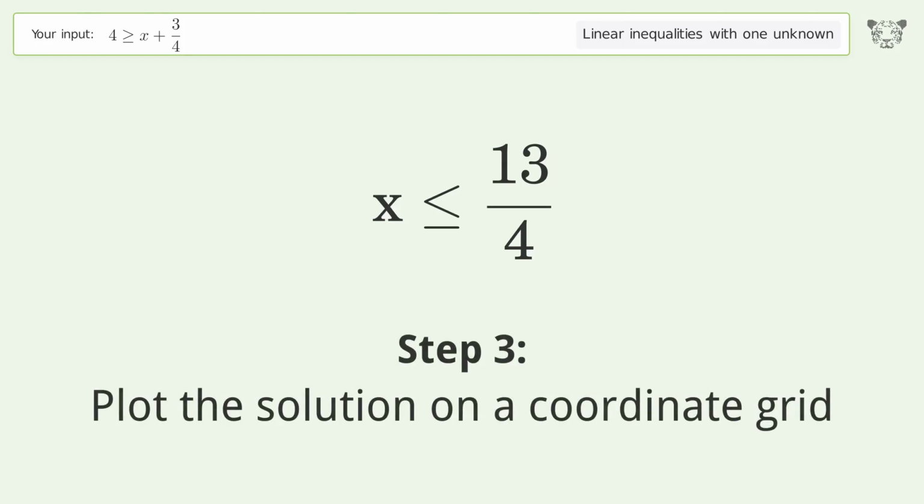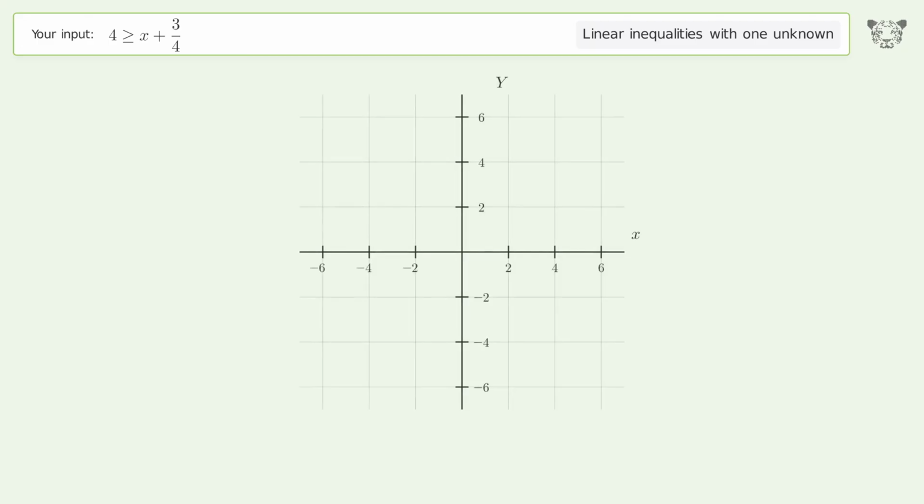Plot the solution on a coordinate grid. And so the final result is x equal or smaller than 13/4 equal or smaller than 31/4.